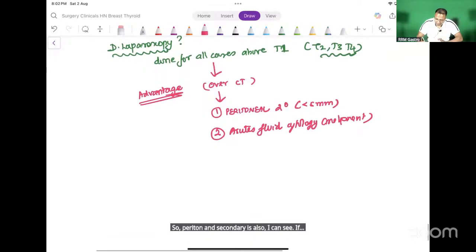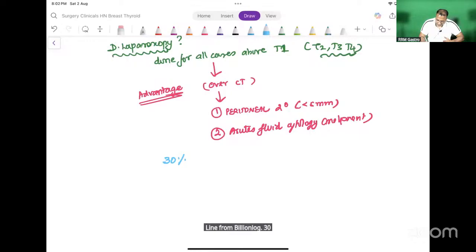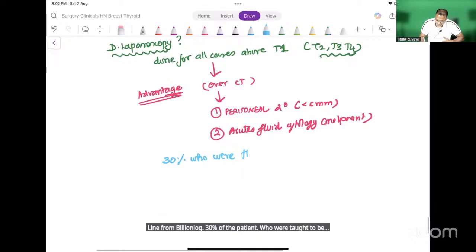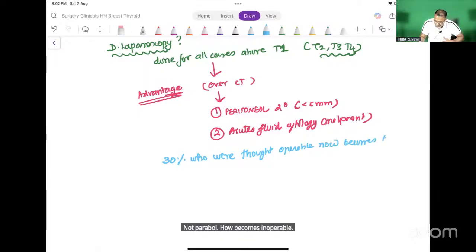If by doing diagnostic laparoscopy, among whoever I thought to be operable, what percentage of patients becomes inoperable? A line from Bailey and Love: 30% of the patients who were thought to be operable now become inoperable. This is a very important line from Bailey.